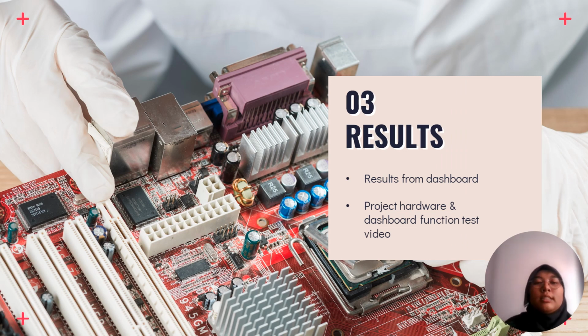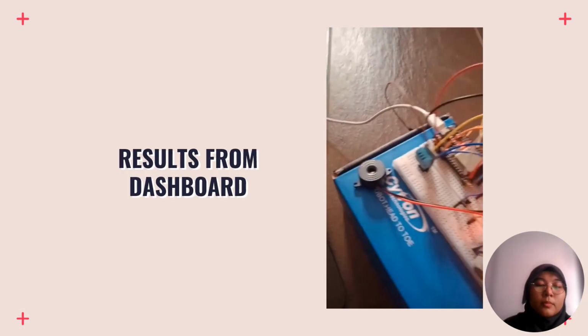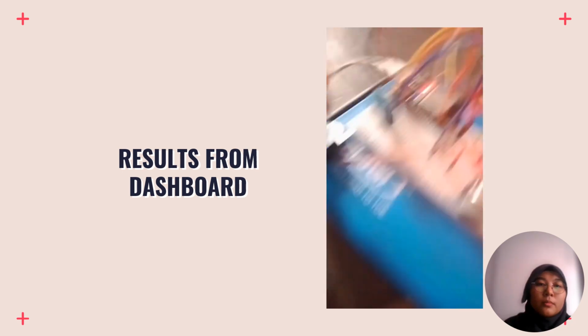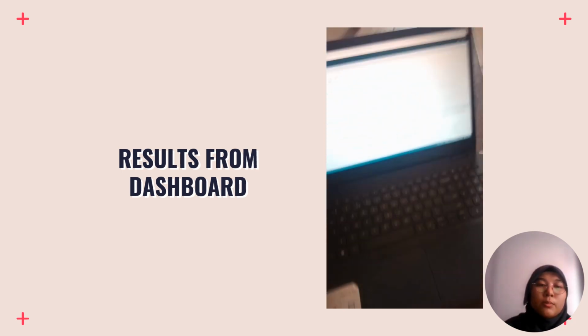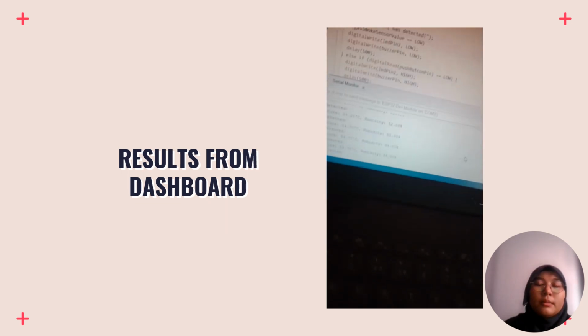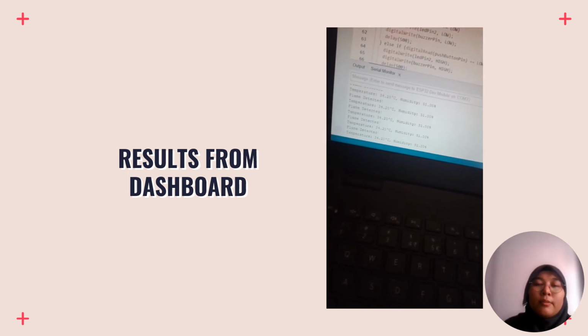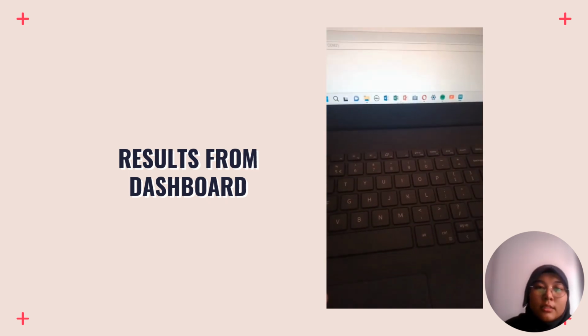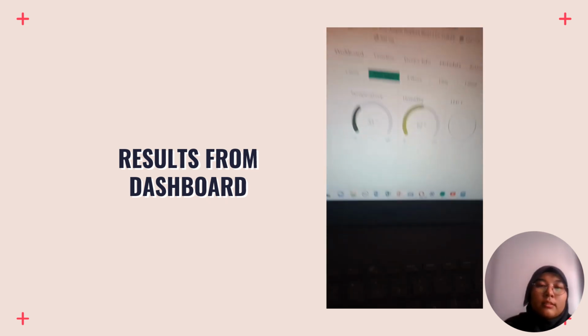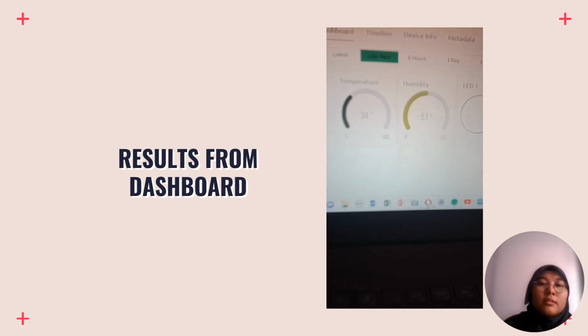And next we move to the 03 result. I have two contents to show you. One is the result from the dashboard. Two is the project hardware and dashboard function test. So here was the result from the dashboard. I light up a flame on the temperature and humidity sensor. So here we can see the result from the dashboard on the serial monitor and here from the Blynk IoT.